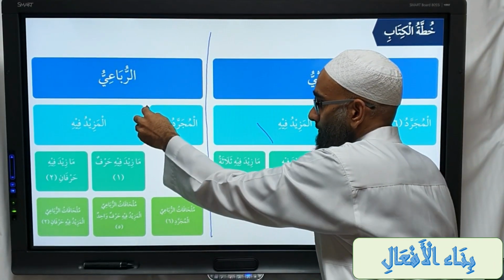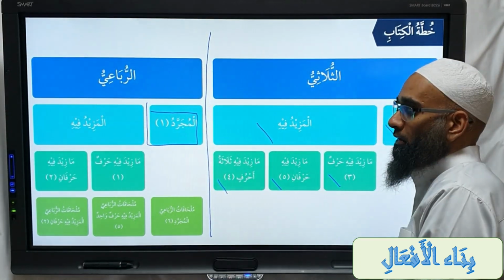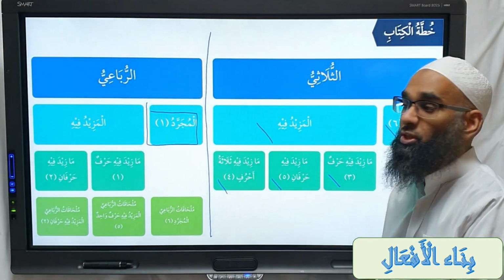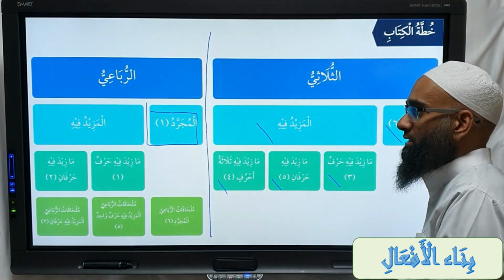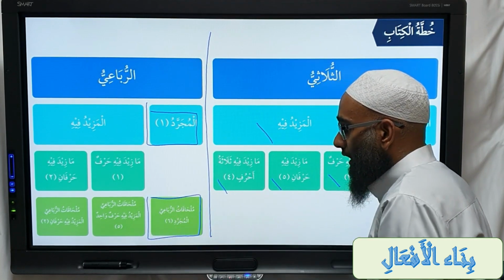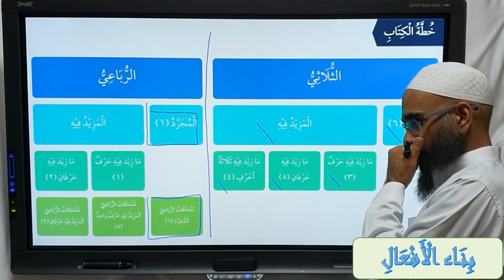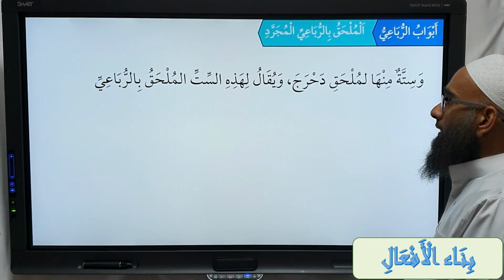Then last week, we said some verbs have only one extra letter. Sorry, ruba'i, they don't have any extra letters, mujarrad. Which was fa'lala, dahraja, yudahriju, dahrajatan. Today now we're moving on to those which are attached. Mulhaqatul ruba'i. Okay? So he says here, وَسِتَّةٌ مِنْهَا.